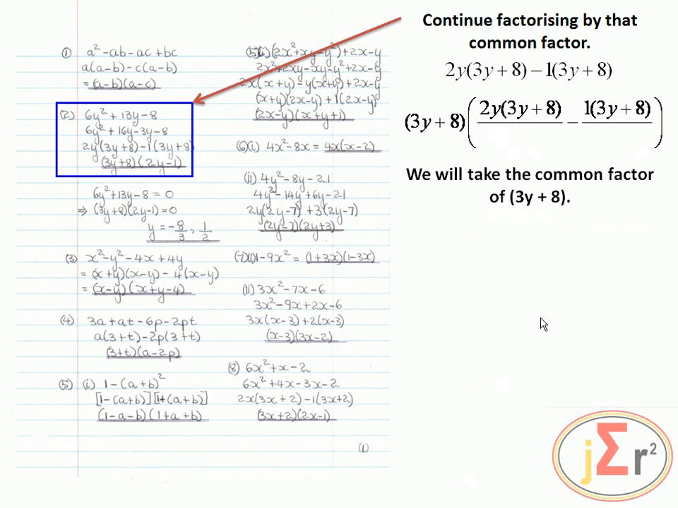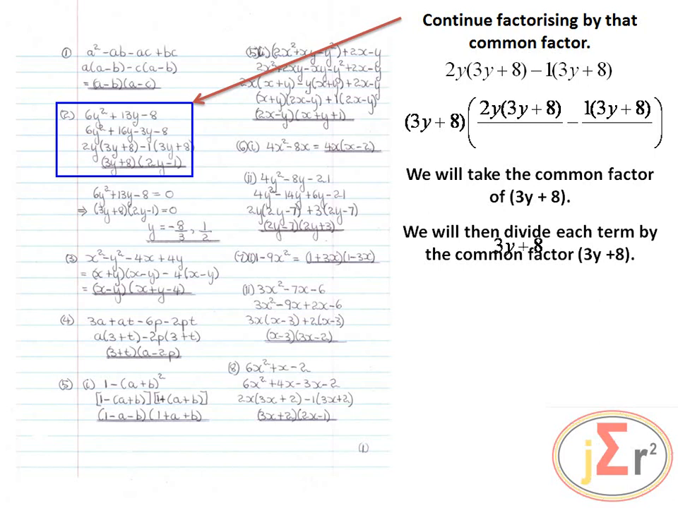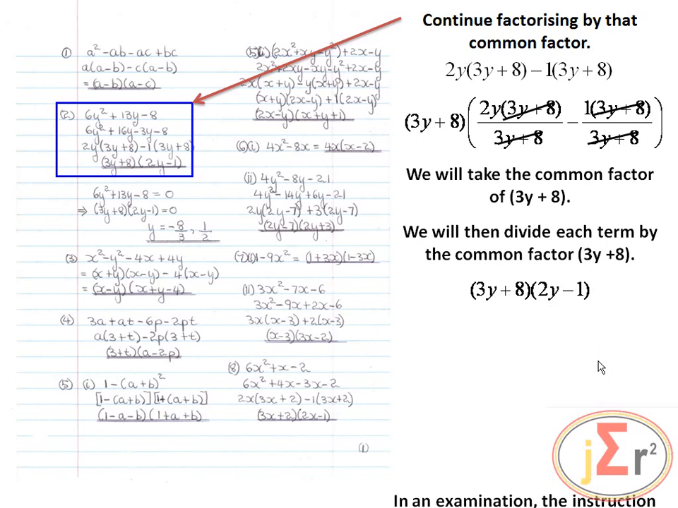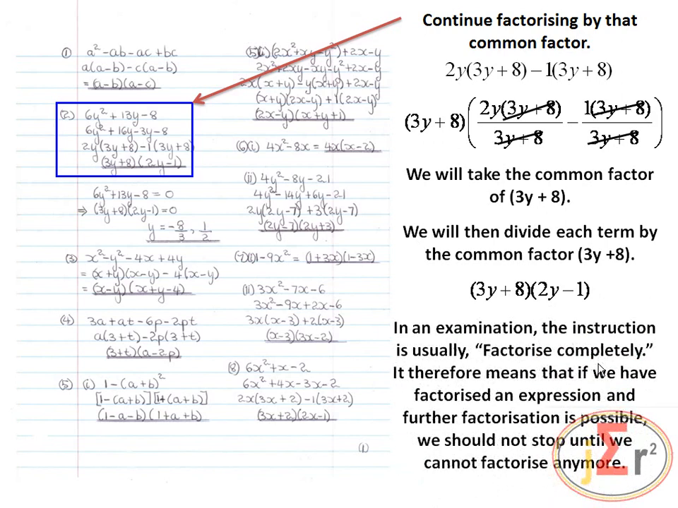So we take the common factor of 3y plus 8, and what do we do? We divide each term by the common factor of 3y plus 8. What else? Those common factors will cancel, and that will also cancel, reducing the fraction, and all that we have left is this 2y and this negative 1. So we have 3y plus 8 in one pair of brackets, and in the other pair of brackets we have enclosed 2y minus 1.